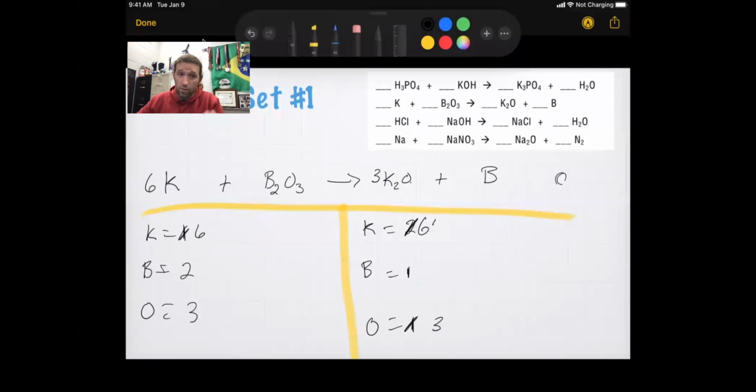Pretty awesome, right? That's what makes it so beautiful when they're sitting there by themselves. All right, and then I look over here on the right-hand side, what is still unbalanced? Well, it'd be my borons. I need 1 more. So if I multiply that by 2, this moves up to 2. And voila, I am balanced.